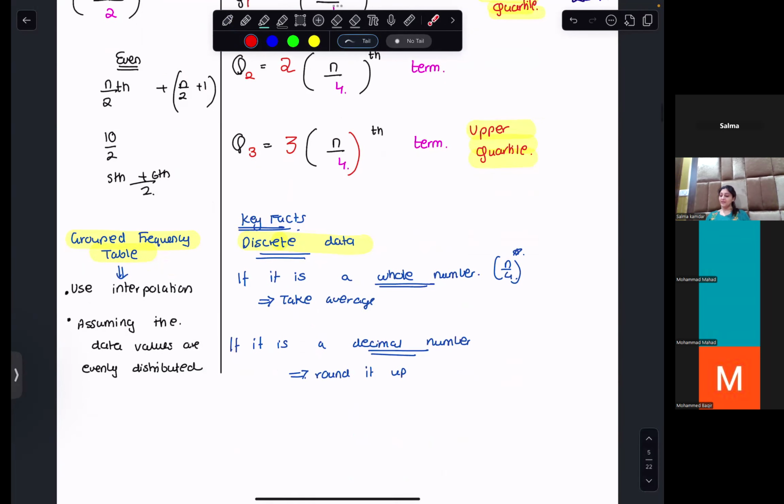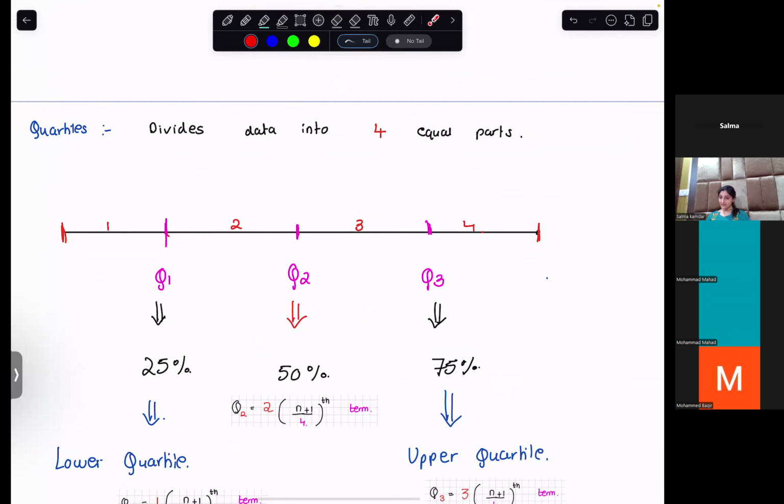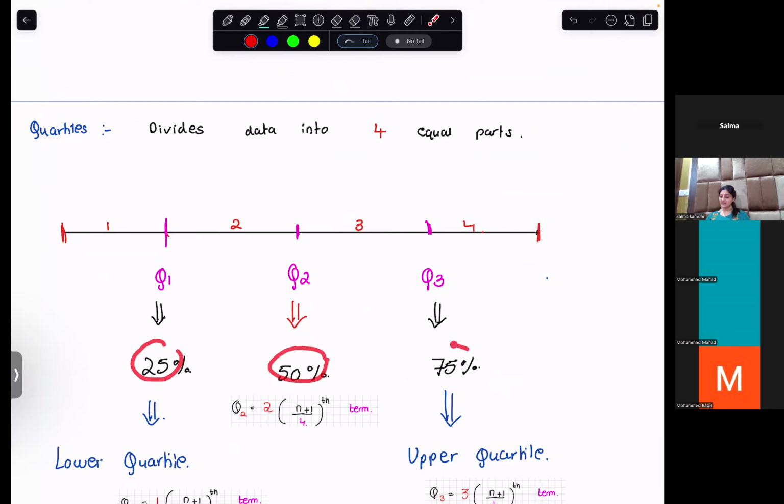Very good. Okay. Now, some key facts about your discrete data. If you're getting an answer in a whole number, what will you do? You will take the average. If it is a decimal value, round it up. Quartile is going to divide your data into four equal parts. I have Q1, Q2, Q3. This is 1, 2, 3, and 4. It is dividing the data into 4 equal parts. This is the first 25%, first 50% plus first 75%.